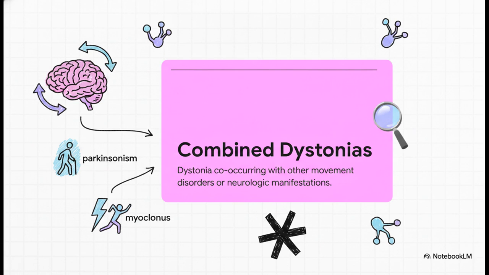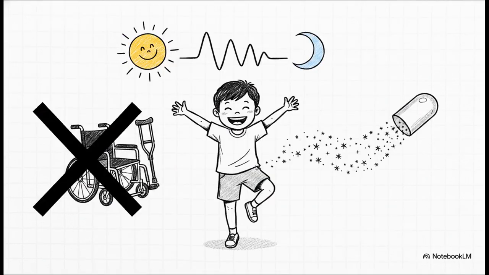These are situations where the twisting movements are co-occurring with entirely different neurological symptoms, like Parkinsonism or myoclonus. And that brings us to a massive clinical takeaway: the GCH1 gene, which causes dopa-responsive dystonia, also known as Segawa syndrome. Spotting this childhood-onset variant is literally life-changing.